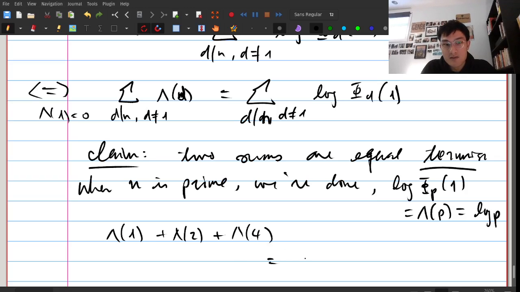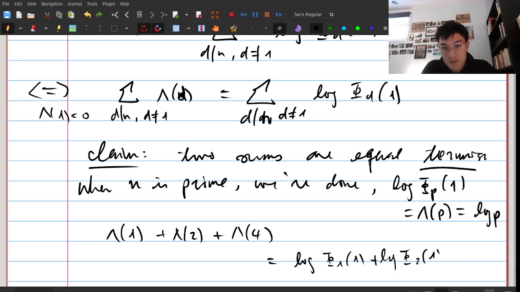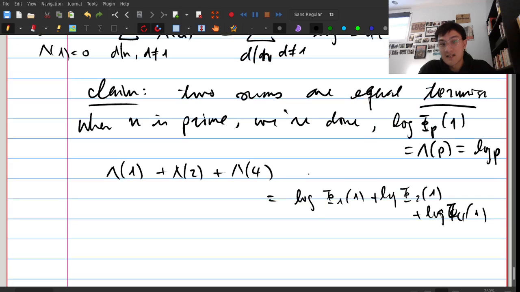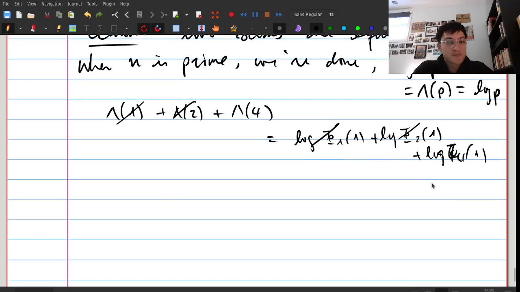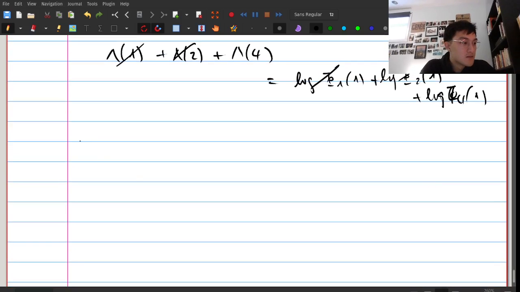We've shown that it's equal to log phi_1 of 1 plus log phi_2 of 1 plus log phi_4 of 1. Then the terms for 1 cancel out, there's 0, and lambda 2 is equal to log phi_2 of 1 because it's prime, so we cross that out, and then those two remaining terms must be equal. Now you just do the induction. Not the most rigorous, but you can totally see it. So now that that's done, the formula is done.